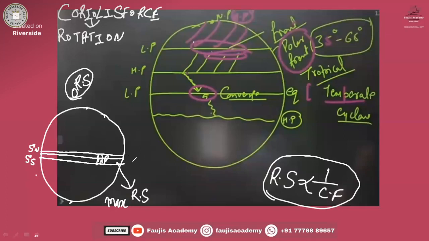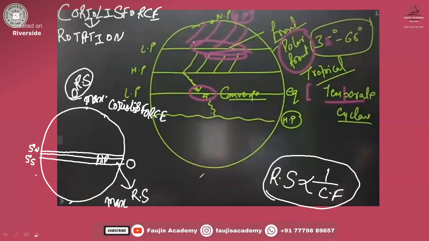At the equator, we have Coriolis force at 0, and then as it goes towards the northern pole or the southern pole, the Coriolis force starts increasing, and at both the poles we have the maximum Coriolis force.